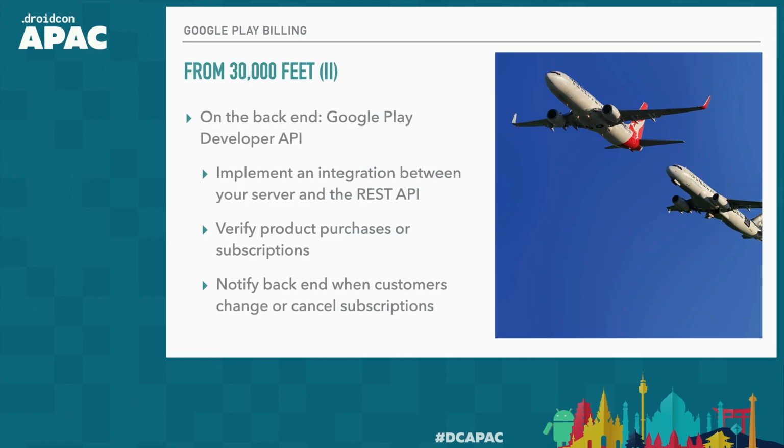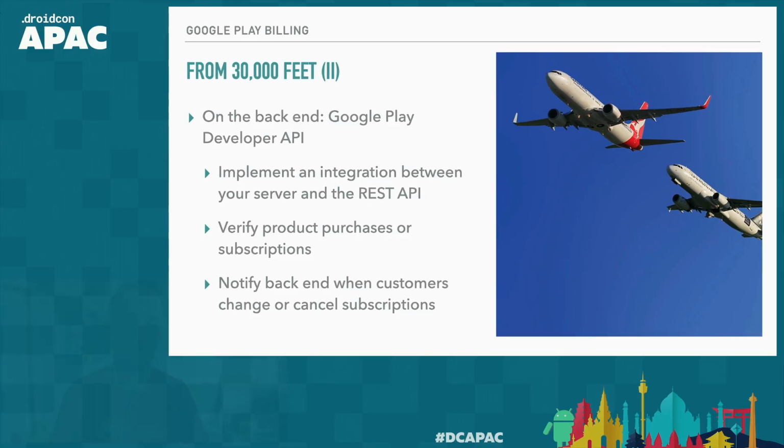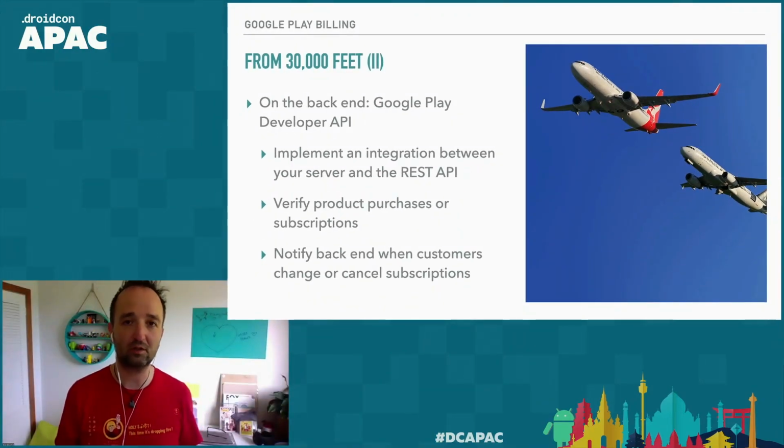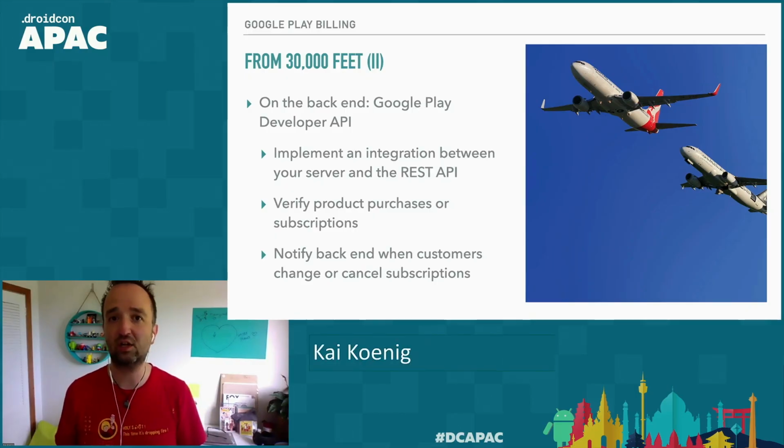Other things on the backend, particularly on the Google Play Developer API, mean that you have to implement an integration between your server and their REST API. You can use that to verify product purchases or subscriptions to pretty much avoid fraud. But it also helps you to be notified when customers change or cancel subscriptions, or when anything else in the life cycle of a subscription changes at some point as well.